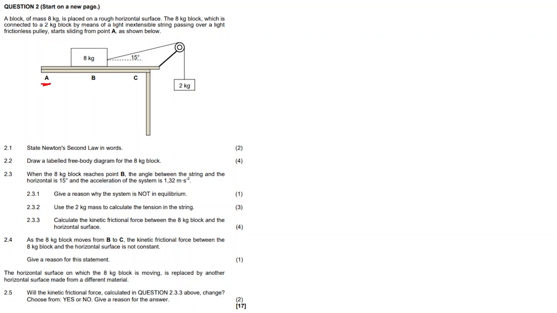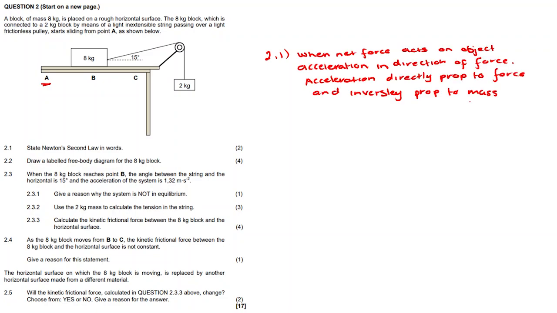Question 2.1. State Newton's second law in words. This one's pretty simple, as it's a definition that you just learn as it is. The definition is that when a non-zero or net force acts on an object, the object will accelerate in the direction of the force. And the acceleration is directly proportional to the force and inversely proportional to the mass of the object.